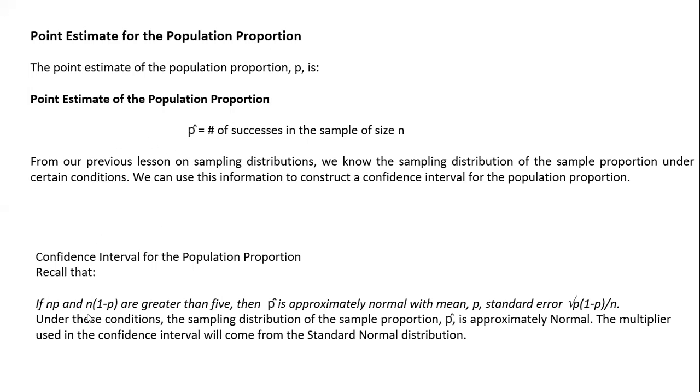From our previous lesson on sampling distributions, we know the sampling distributions of the sample proportion under certain conditions. So we can use this information to construct a confidence interval for the population proportion.